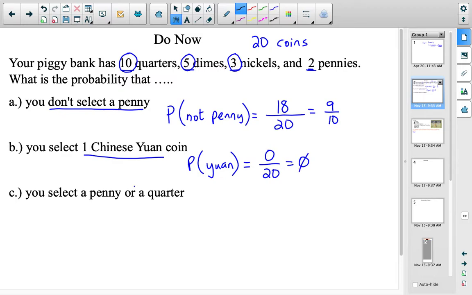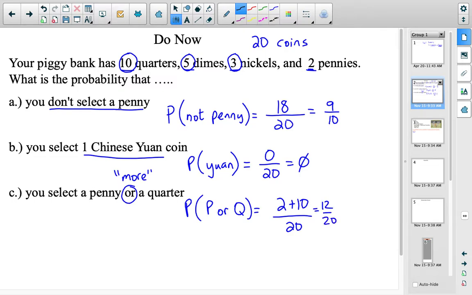And then you select a penny or a quarter. Remember, we learned about the meaning of or yesterday. This really means, you could think of it as more. So the probability of a P or a Q, well, I get to add them, right? I get more. I win if I select a penny, but I also win if I get a quarter. So a penny or a quarter. Well, there's 2 pennies, and also there are 10 quarters. Still just 20 coins. So that's 12 over 20, which would be 6/10 or 3/5. So a 3/5 chance, or a 60% chance.